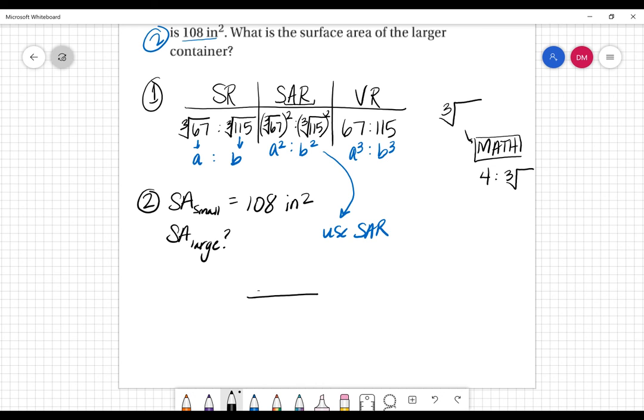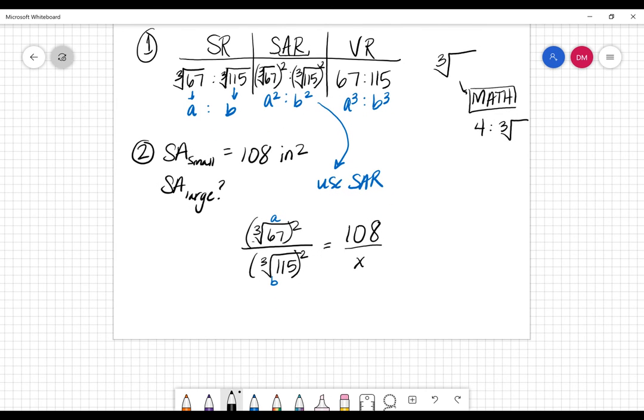That's half of our proportion. You could write a squared over b squared. You could write the cubed root of 67 squared over the cubed root of 115 squared. However you want to do it, I'm just going to remember that I have this stored as A, and this stored as B. So in my calculator, I can really use A squared and B squared. And then I know the surface area of the small, 108, and I don't know the surface area of the large.